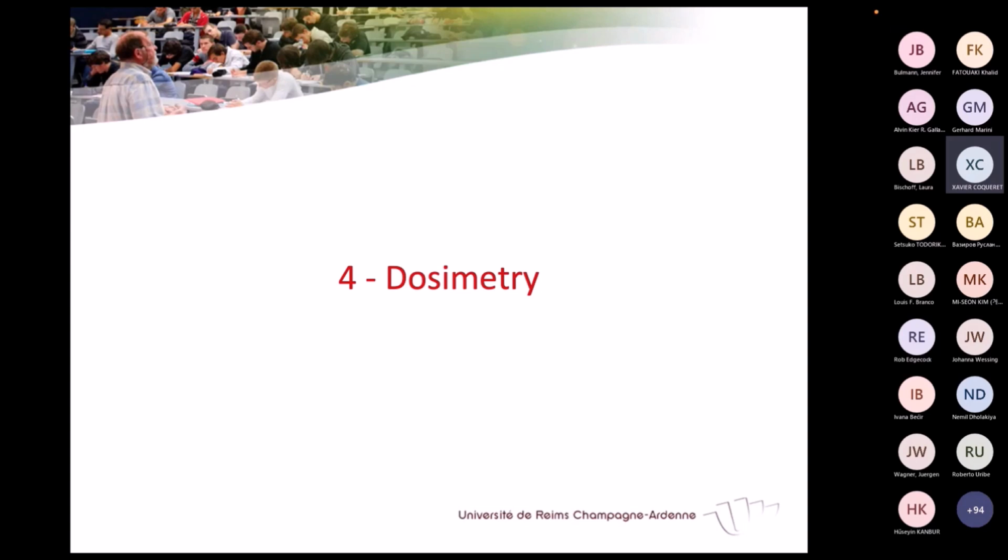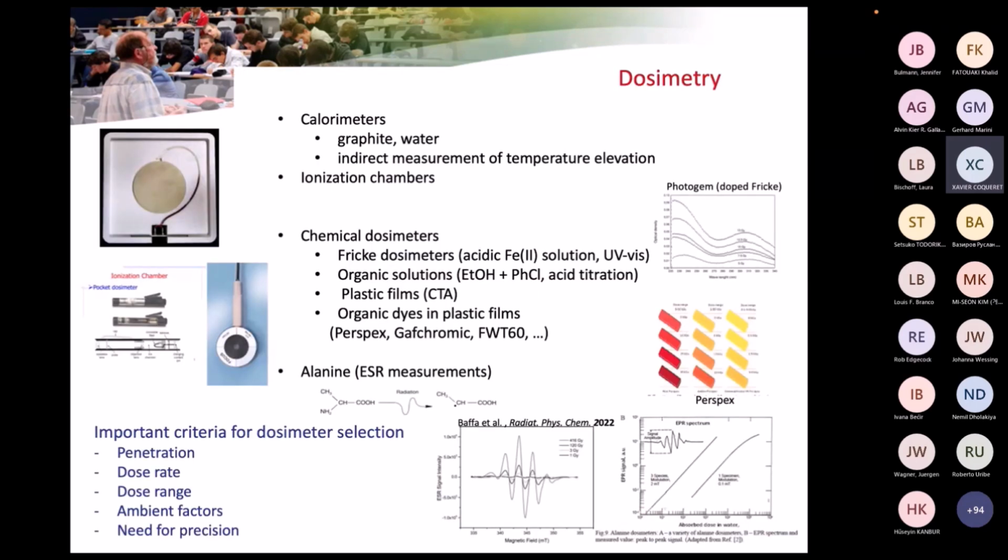Well, dosimetry is important, of course, from an experimental point of view for performing radiation processing. This has been covered in the first lecture given by Yves Hénon 1 week ago. I will not enter into the details here, but just mention that some dosimeters are based on typical physical processes, like calorimeters based on graphite or water, which provide an indirect measurement of the amount of radiation absorbed by measuring the increase in temperature.